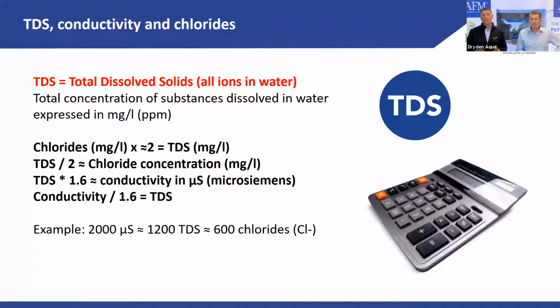To make an example, I add 1 kilogram of salt to the water, let's say, and then I measure my conductivity. I measure 2000 microsiemens. Divided by 1.6, that will be roughly 1200 TDS. And that will be around 600 chlorides. Maybe we do another example. It's a little bit boring, I know, but it's important that you understand these different terms.